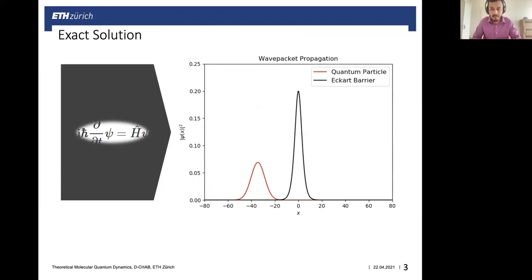So I have made a simple movie to illustrate what quantum tunneling looks like. So you see, I've initialized a particle as a Gaussian function on the left of this Eckart barrier, and now I'm going to propagate it. So it's going to move to the right of the barrier. It is going to hit the barrier, and part of it goes inside the barrier, and part of it is reflected. And this is typical of quantum tunneling.